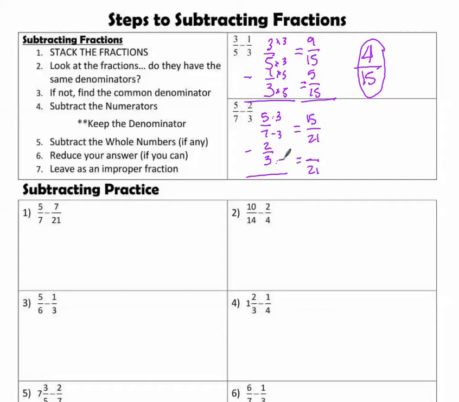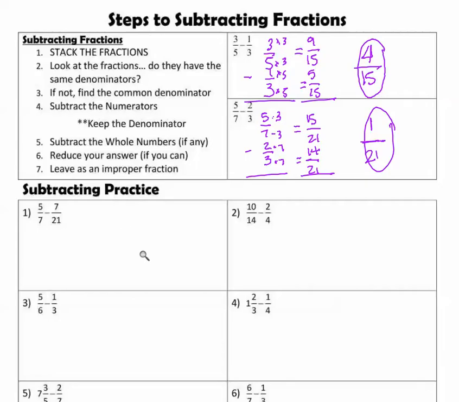Vice versa, 3 times 7 will give you 21, so 2 times 7 is 14. Subtract your fractions, subtract your numerators. 15 minus 14 is 1. Keep your denominator of 21. This does not reduce, so circle as your final answer.